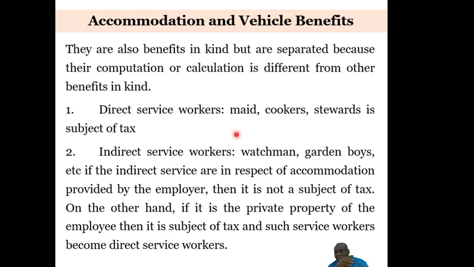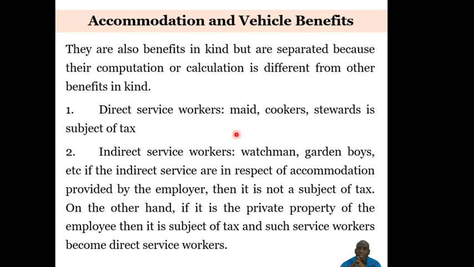However, look at this. If the employee lives in his own apartment, his own accommodation, not the one provided by the employer, but the employer has employed the services of a watchman or a garden boy, remember the apartment is for the employee, not the employer. So even if they are there to look after the property, they are looking after the property of the employee. So it is the employee who is getting the gain directly. Therefore, in that situation, the watchman and the garden boy will become a direct service worker. Hence, any income being paid to them will be added to your income and tax. Take note of this analogy.